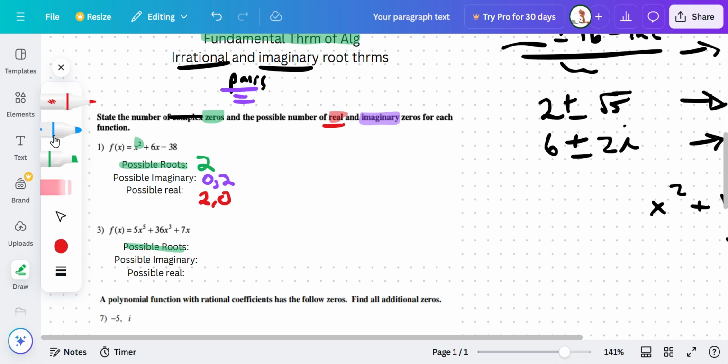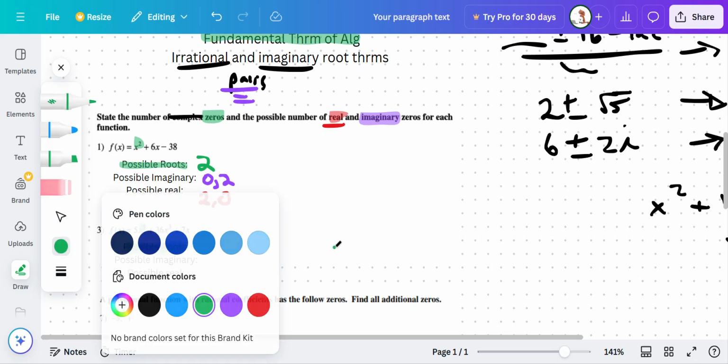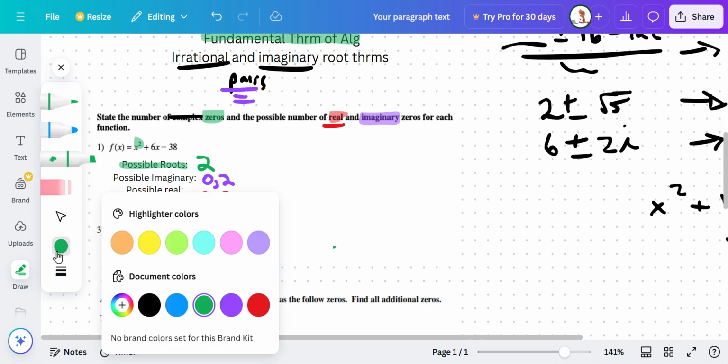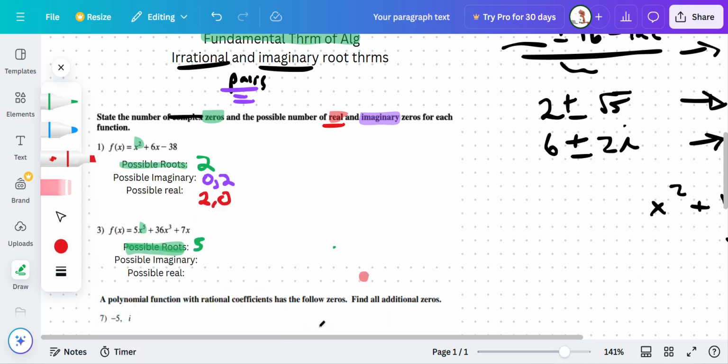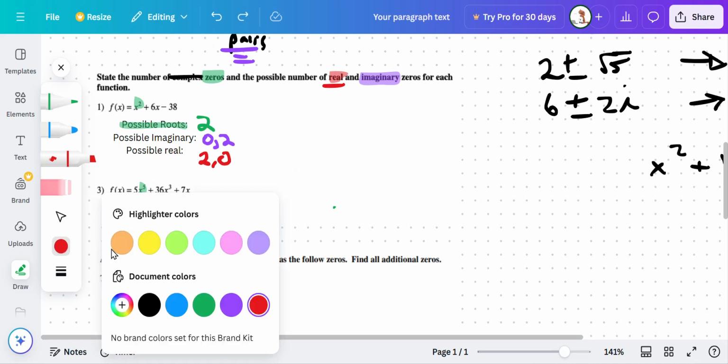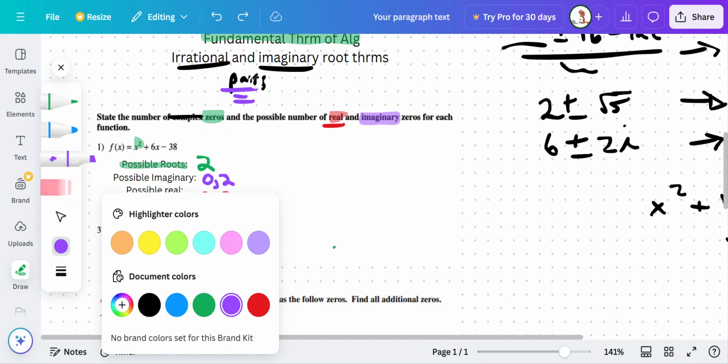Okay, looking at another example. Our possible roots here, we just look at our degree. Our degree is 5. Since this is a 5th degree polynomial, I could have up to 5 roots. Looking at our possible imaginary roots, for our imaginary roots, those come in pairs.